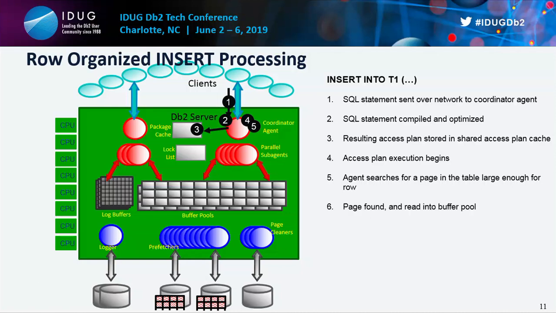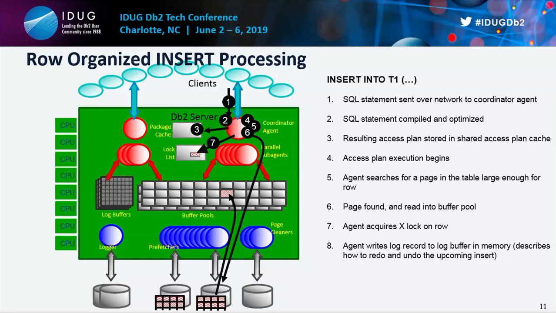So now you found a page and it's been read into the buffer pool, so it's that little squiggly line there. Now we actually locally latch this page X, and we also get an X lock on the row. At this point the same agent will then write into the log buffer the fact that he's going to do this insert. He's going to write the new redo data, just in case you crash, to be able to redo it, describing how to redo it and undo it if you choose to roll back.